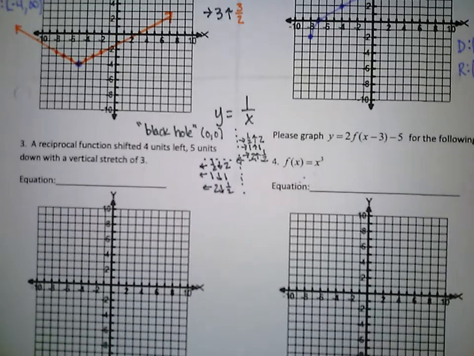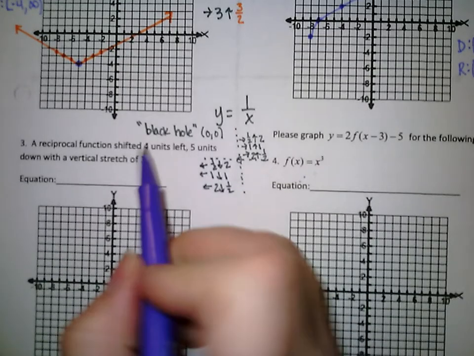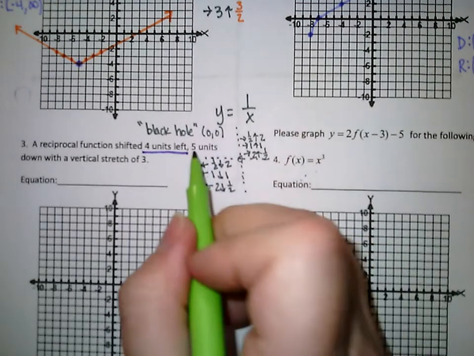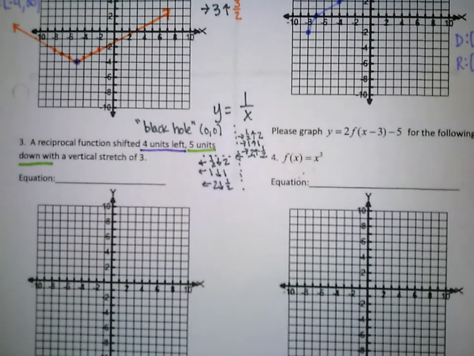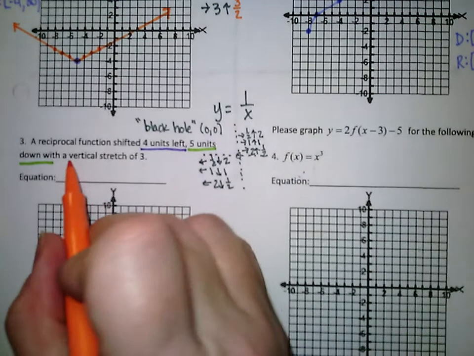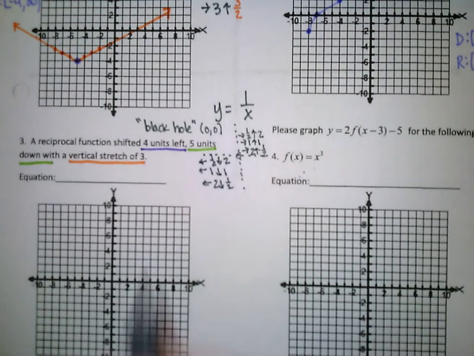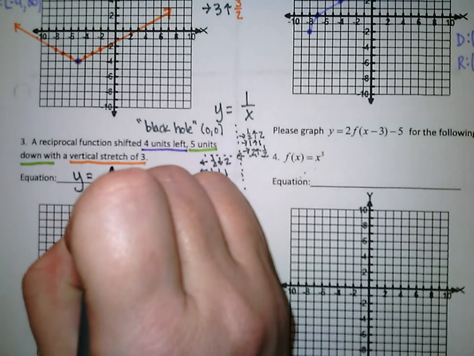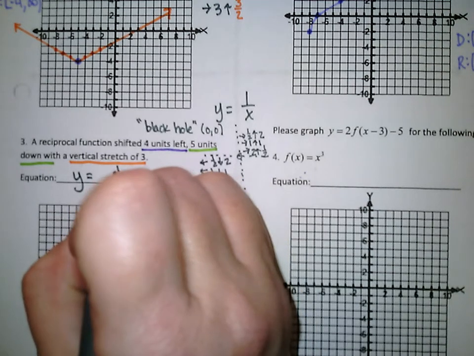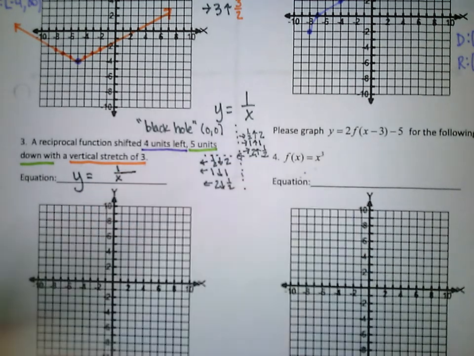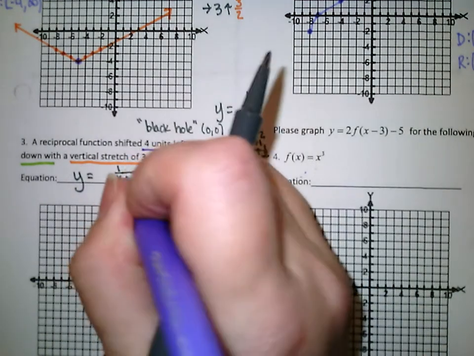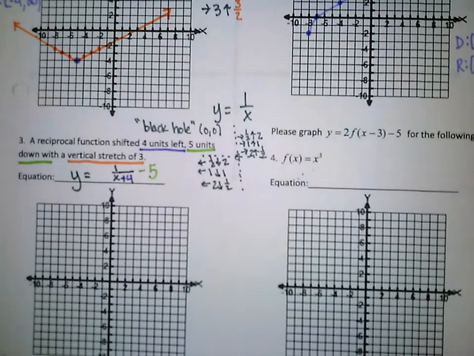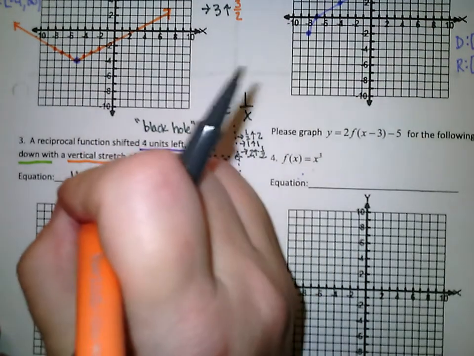Okay, so on this one, we're going to shift 4 units left and 5 units down and have a vertical stretch of 3. So we'll go y equals 1 over x. But then I'm shifting 4 left, so plus 4 in with the x. I'm shifting 5 down, so minus 5 not with the x, and a stretch of 3, so 3 times.